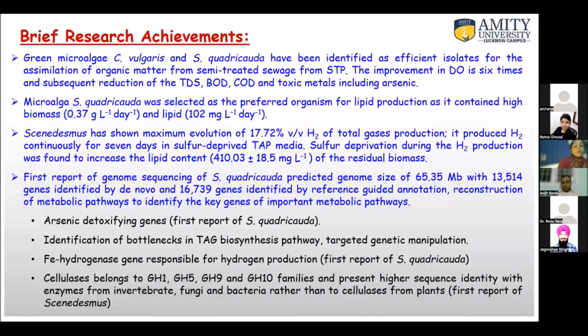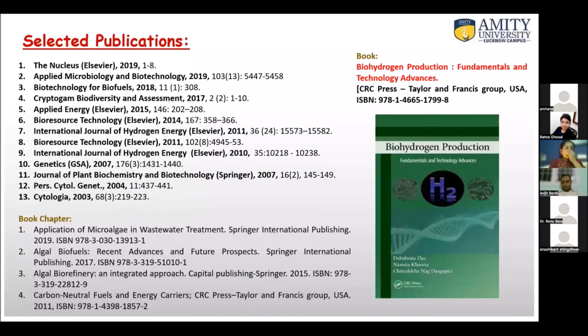That is also important, because most of the enzymes we are getting are more similar to those of lower organisms like bacteria, fungi, and invertebrates rather than higher plants, because microalgae are more similar to prokaryotic organisms and the lower group of organisms than higher plants. So these are some selected publications, book chapters, and this is a book on biohydrogen production.